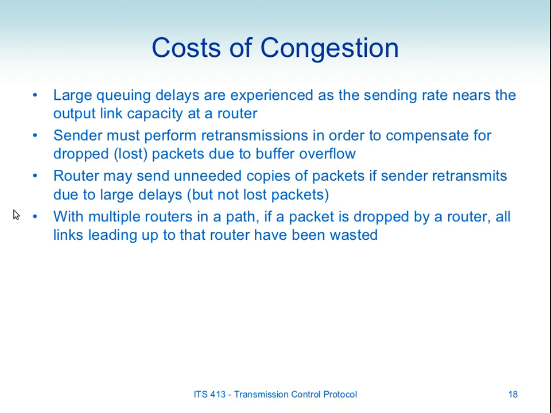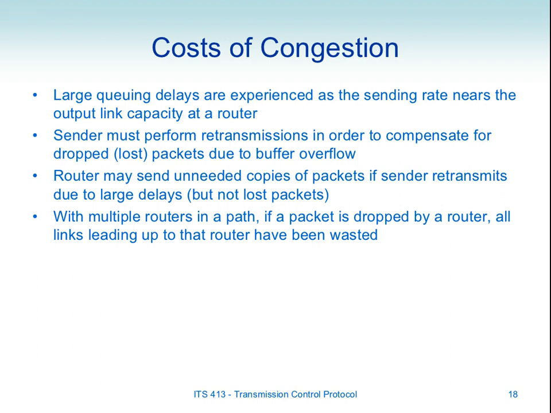So in summary, how does congestion impact upon our network? We get large queuing delays. As the sending rate into the network approaches the output rate, the queuing delay goes up. That is, the delay packets are spent in the buffer in the queue increases. As the buffer fills up, some packets will be dropped from that buffer, and the sender must retransmit to compensate for those dropped packets. Every packet that's dropped, there'll be a retransmission.